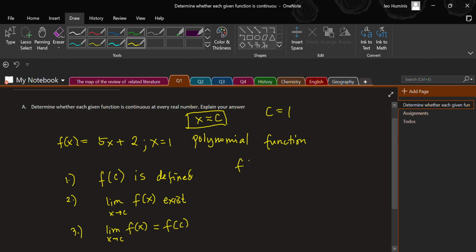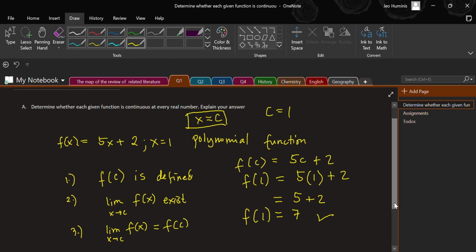So let's have f of c. F of c is equal to 5c plus 2. Since c is equal to 1, it should be f of 1 is equal to 5 times 1 plus 2, which is 5 plus 2, which is 7. So our f of 1 or f of c is defined.